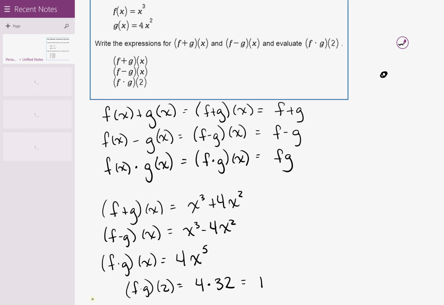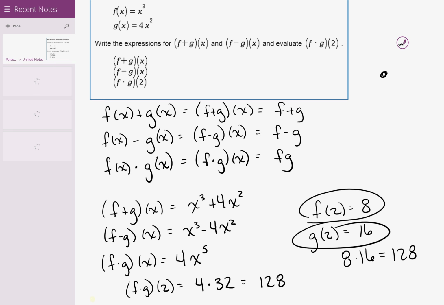And that is 128. Notice that f of 2 is equal to 8. And g of 2 is equal to 16. And 8 times 16 is 128. That will always hold, that if I evaluate the individual functions and then perform the combination, I get the same answer.